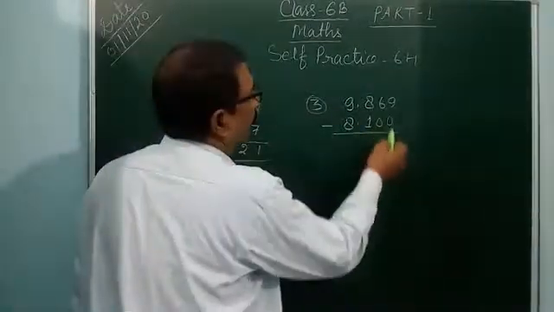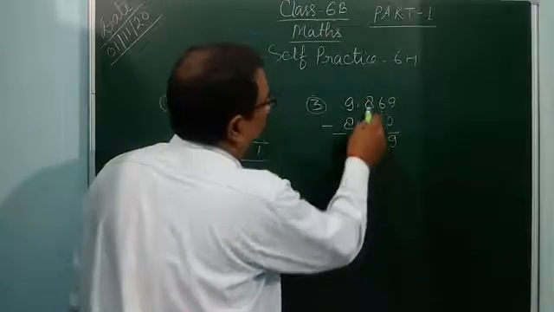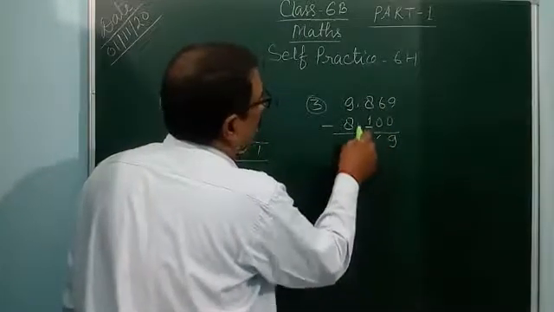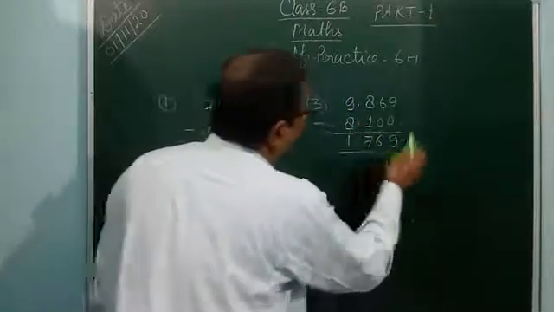After that you can write 9 minus 0, 9. 6 minus 0, 6. 8 minus 1, 7. Here point, 9 minus 8, 1. So 1.769.